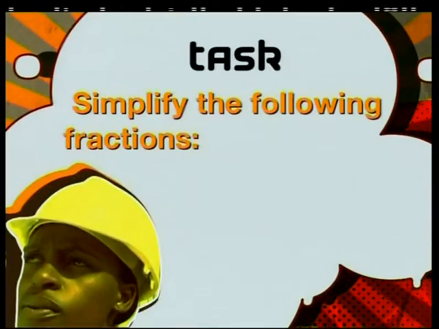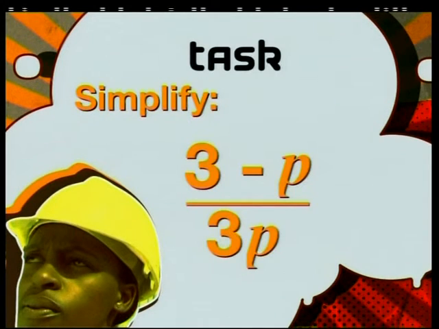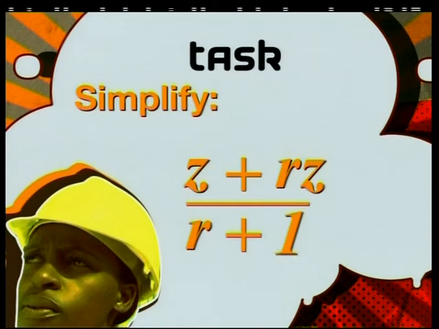Well, that's all for this lesson. In this lesson, we looked at the simplification of fractions once again, and we saw how to simplify fractions by cancelling our common factors. Now it's time for you to do some on your own. Simplify the following fractions: 3 minus p divided by 3p, and z plus rz divided by r plus 1.